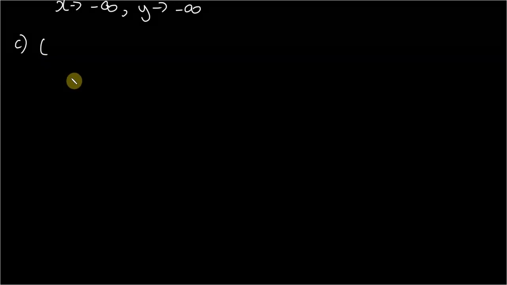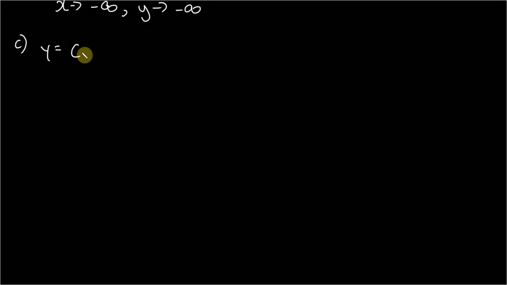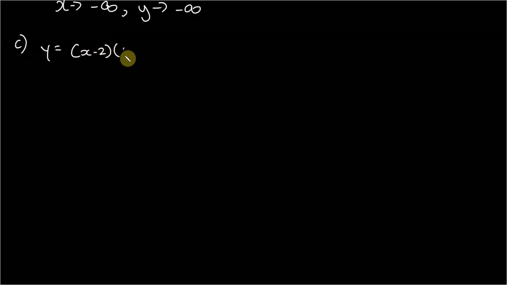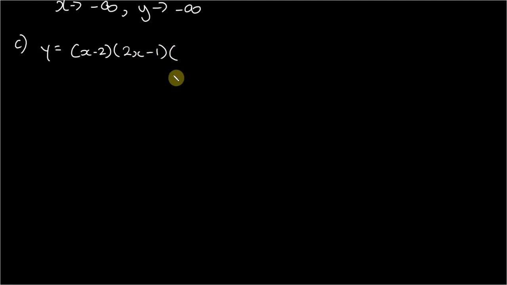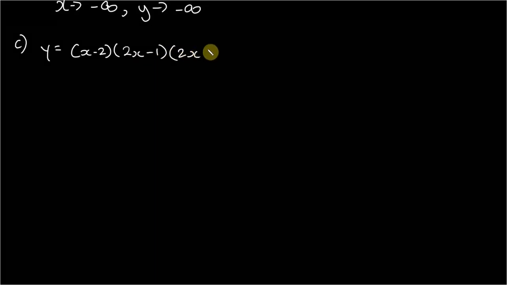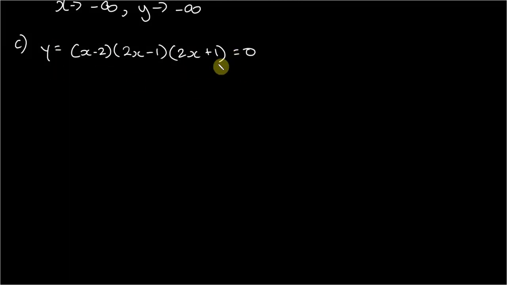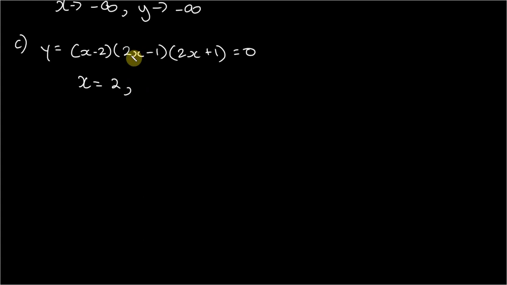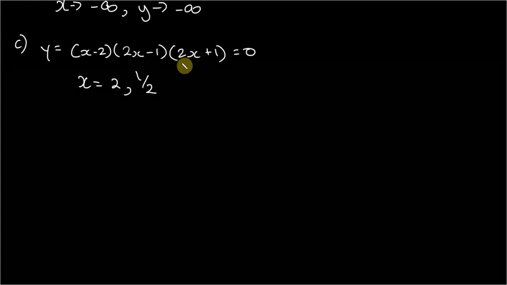Say we have y equals (x minus 2) times (2x minus 1) times (2x plus 1). Well, the first thing to recognize here is that we just need to set this all equal to 0. We can solve for x already. And so x is going to equal 2, x is going to equal 1/2, and it's going to equal negative 1/2 as well.